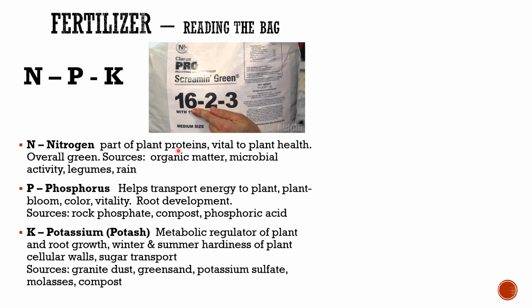Now these three numbers you'll find listed on fertilizer bags. The first number is the N, the second number P, and the third number K. Even though they interact in many different ways, we typically think of it as nitrogen for overall greening, phosphorus for root development and blooms, tops and bottoms, and potassium for the cellular strength to maintain through a hard winter and to handle summer heat.